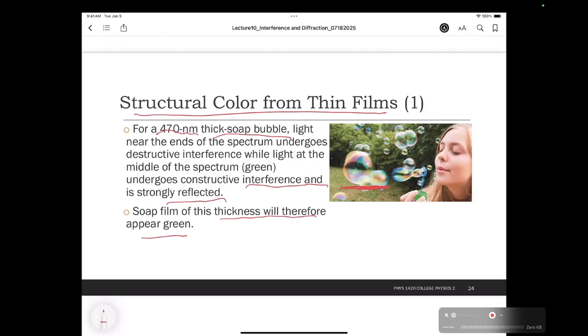Since the middle, like the green, undergoes constructive interference, the green will be enhanced, and the ends of the spectrum undergo destructive interference, which means the purple and the red will be suppressed. So the soap films of this thickness will therefore usually appear green. You can observe it by yourself.